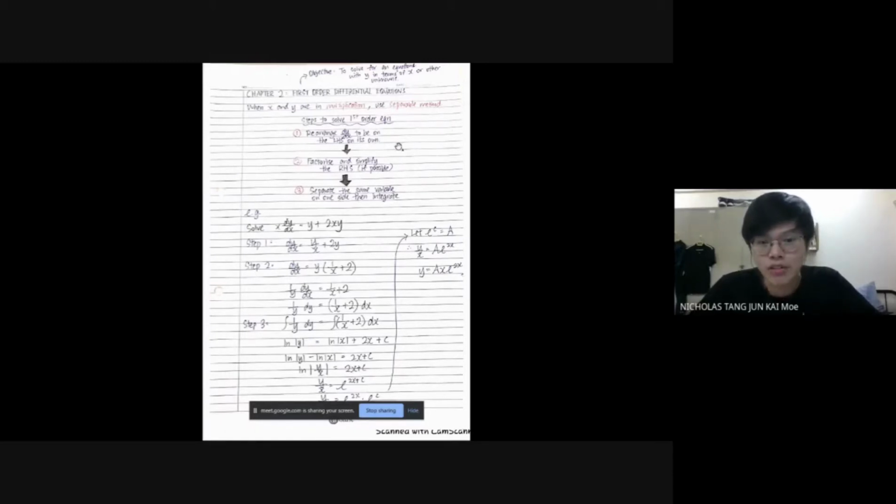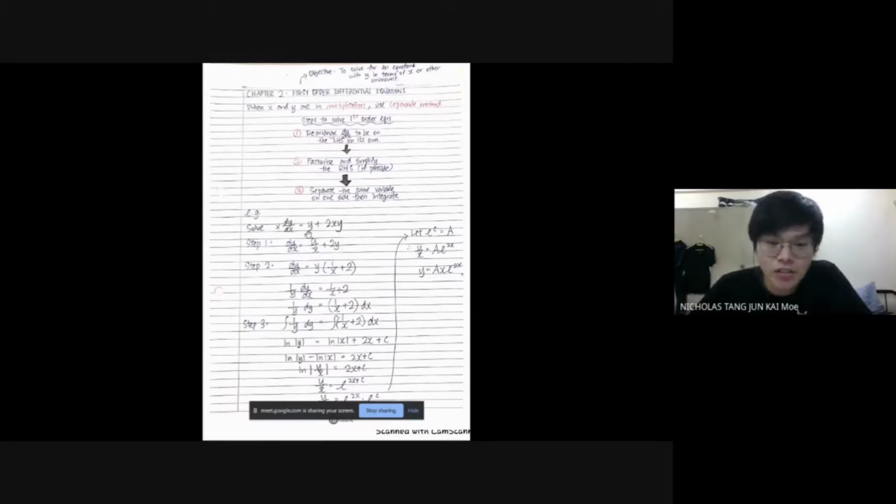So the steps to solve the first order equations when x and y are in multiplication is first, we rearrange dy/dx to be on the left side on its own. Next, we factorize and simplify the right-hand side if possible. And then lastly, we separate the same variable on one side and then we integrate. So for better understanding of this, let's look at an example.